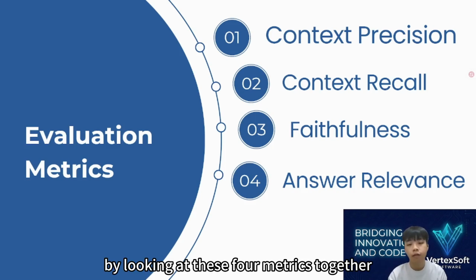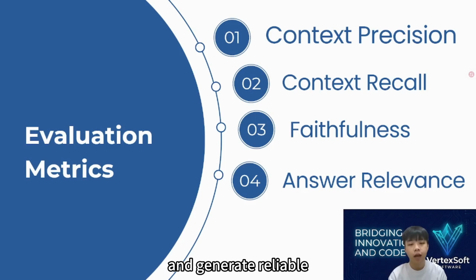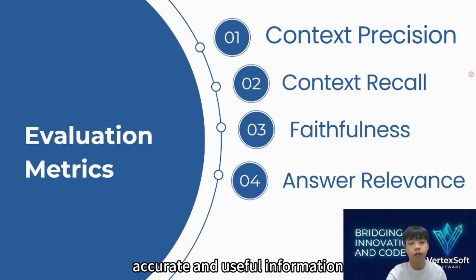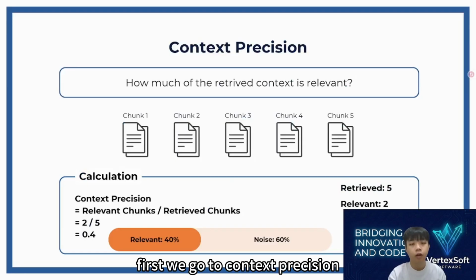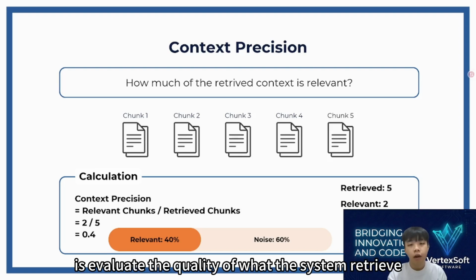By looking at these four metrics together, we can understand how well a RAG system retrieves and generates reliable, accurate, and useful information. First, we go to context precision. This measures how much of the retrieved context is actually relevant. In other words, it evaluates the quality of what the system retrieved.